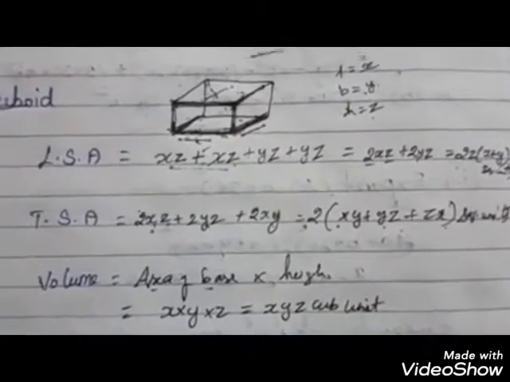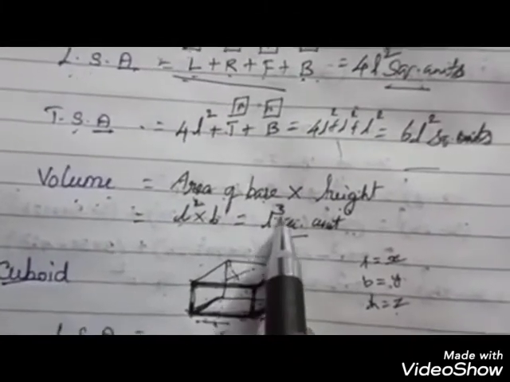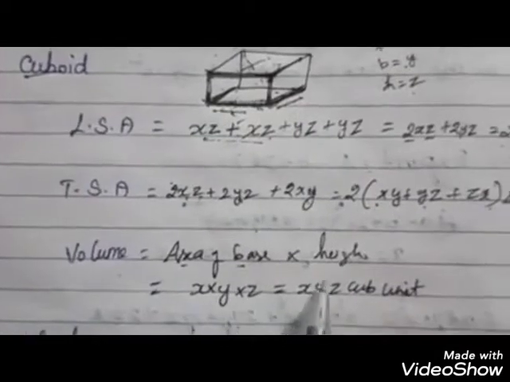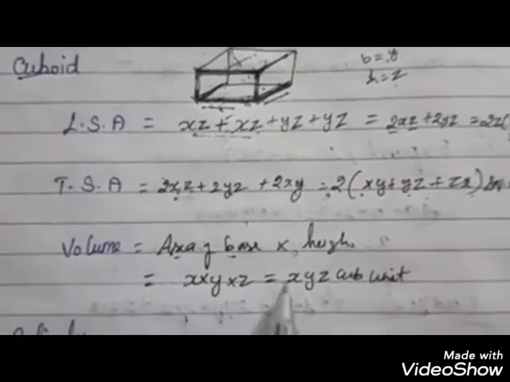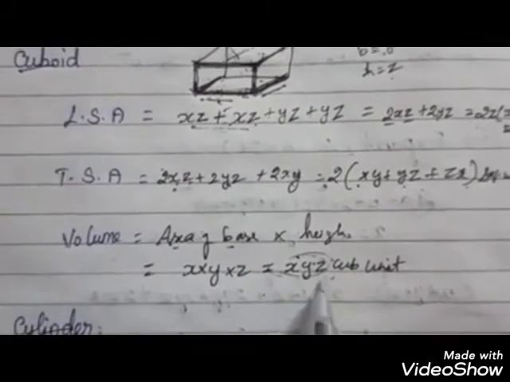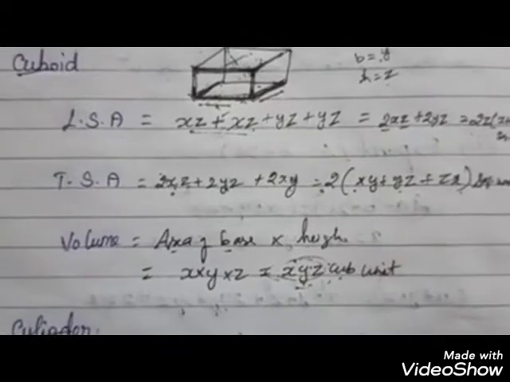So in the previous question, I explained L cube. Here the power is 3. So that's why I told cubic units. Here the power is 1 only, you know. So you take the whole expression, 1 plus 1 plus 1, so the total power seems to be 3. That's why we have to take a cubic unit.